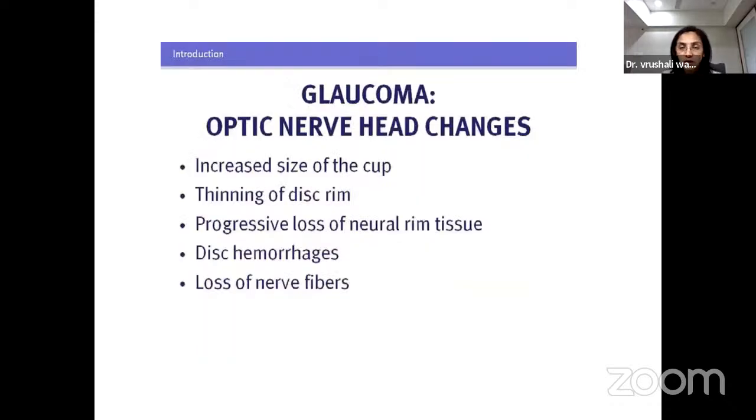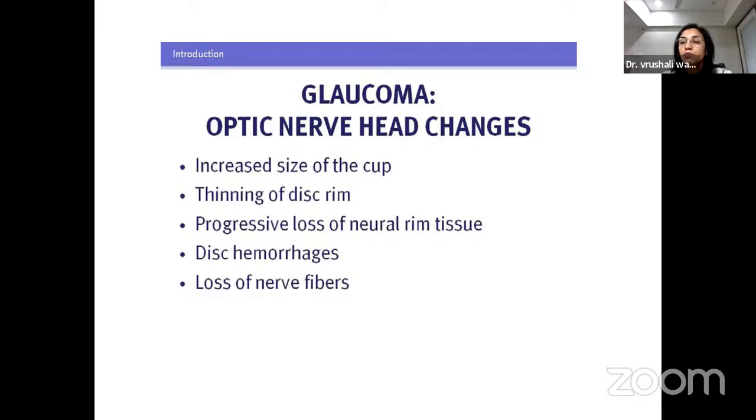If angles are normal, then we dilate the patient and do an optic nerve head evaluation with the help of the 90D or the 78 diopter lenses. What we should see in the optic nerve is the size of the cup, how the neuroretinal rim is, how the disc rim is, whether there is thinning, whether there is notching, and whether there is a hemorrhage.